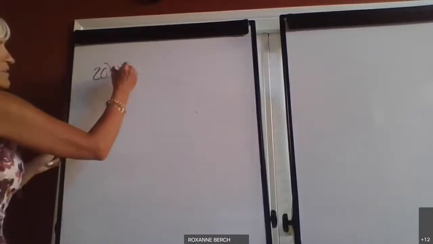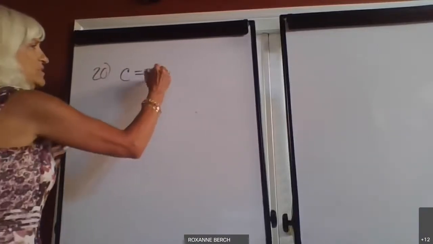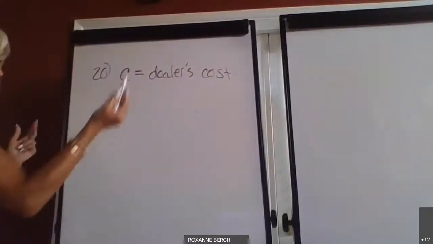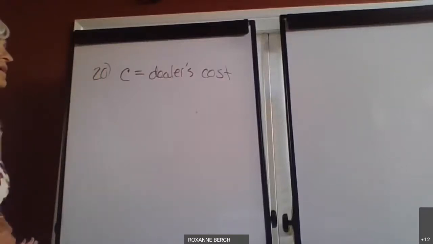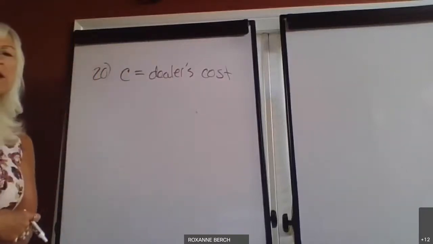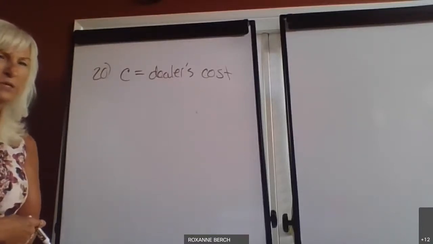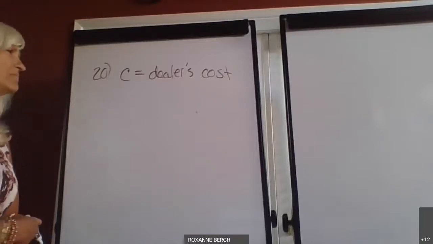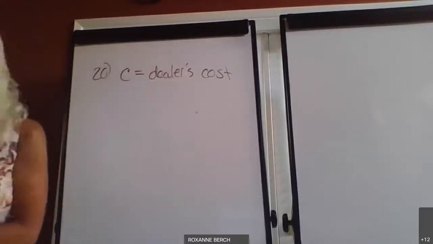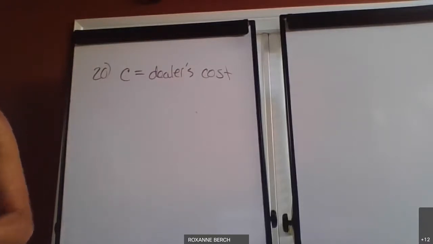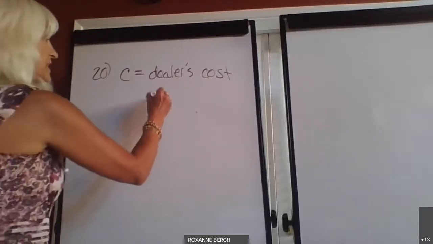So watch what I'm going to do this time. I'm going to let C be the dealer's cost. And I'm just writing that to be descriptive. You can use X if you want. You can use any letter you want, but don't use letters like I, because that's imaginary. There's certain letters you don't want to use, but C is descriptive. So C is the dealer's cost. Okay, if C is the dealer's cost, let's read it again. The selling price of a scientific calculator is $15.